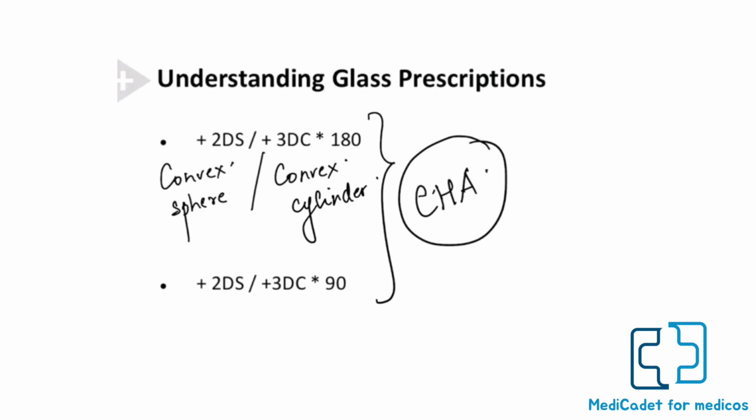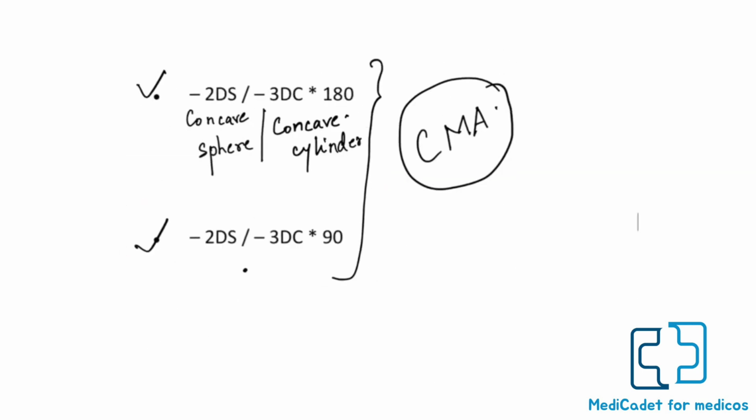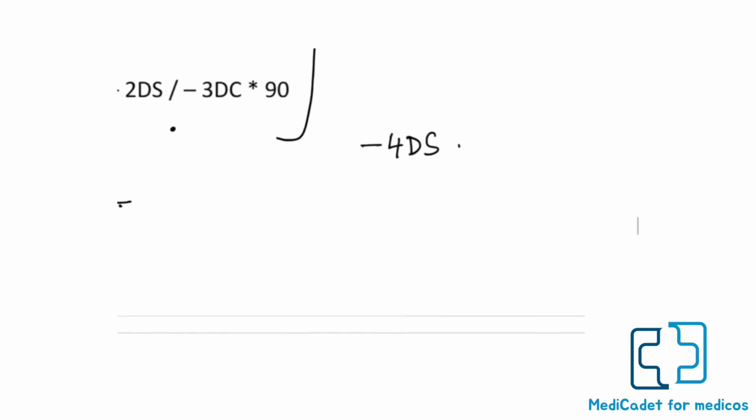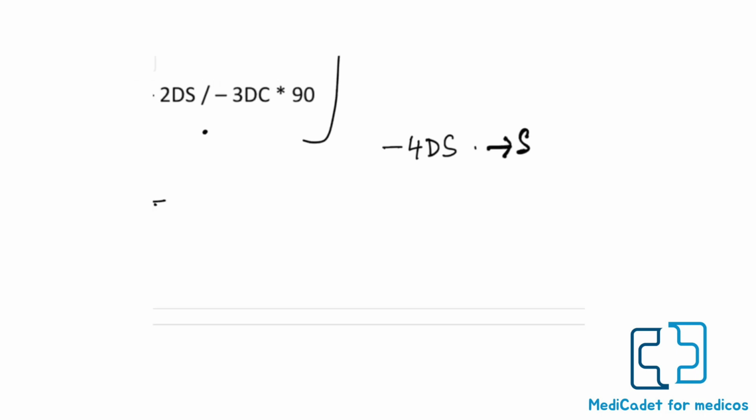Okay, so I'll just go over this once more to make it clear for all of us. I'll just write a few examples here for you. Suppose I write, if we have just a minus sphere, for example minus 4 diopter sphere. What is this? There is only a concave sphere here, a minus sphere. So this is a simple myopia, right?